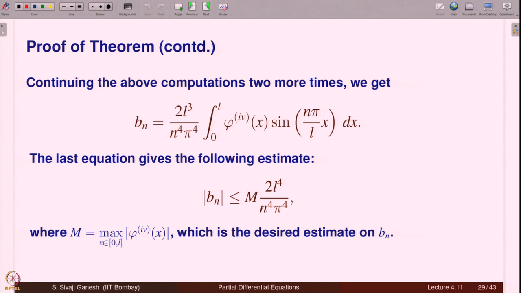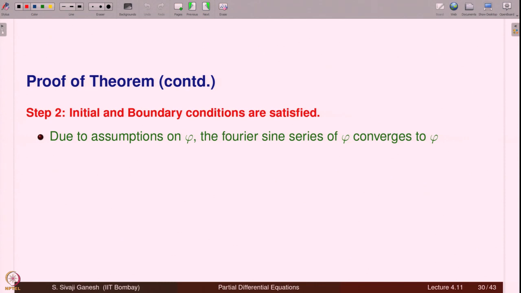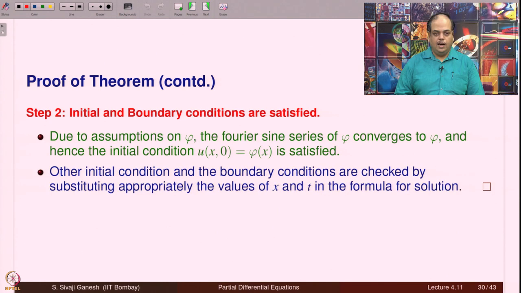Therefore, we get the desired decay estimate for Bn. So, the smoother the function is, the faster the decay is for the coefficients. So, C4 gave us 1 by n power 4. Now, initial and boundary conditions: due to assumptions on phi, the Fourier sine series of phi converges to phi and hence the initial condition is satisfied. And the other initial condition can also be checked.